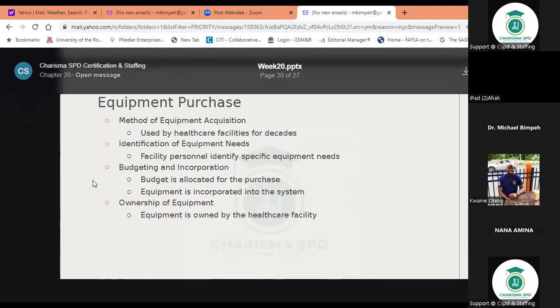Equipment purchase. Method of equipment acquisition used by healthcare facilities for decades. When you purchase, the good thing is that it's going to be there for decades. I mean, for a very long time. It is your property. Identification of equipment needs. Facility personnel identify the specific equipment need. What is this equipment going to do for us? We need it. Then the budget comes in. I talk about the budget allocation. Then it is incorporated.